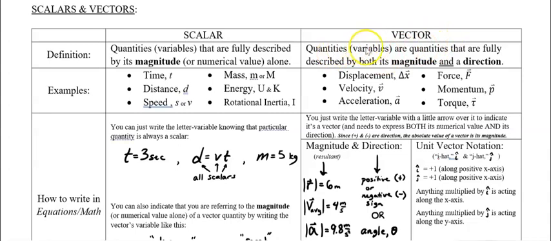Okay? And these quantities that are vectors are variables that are described fully when you have both its magnitude, again, just a number value, but also then a direction. So we can't just have a number value. I can't just say that it's 25 miles per hour. I have to say it's 25 miles per hour forward, or 25 miles per hour backward, or left, or right, etc. So these variables, these number values, have a direction associated with them.